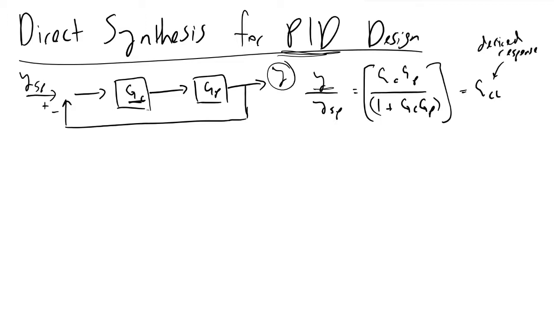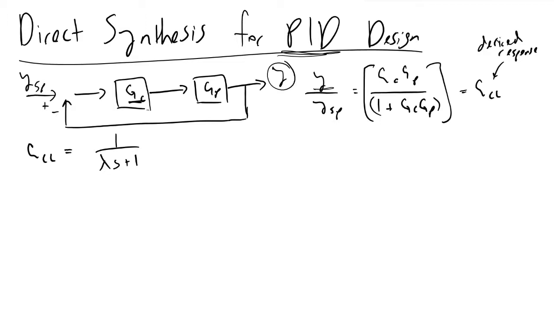And so what we're going to do now is take a step back and ask ourselves as control engineers, what kind of response do we want our system to have? And in practice, the best response we can hope for is first order dynamics. And so ideally we would want GCL to be equivalent to 1 divided by lambda s plus 1.